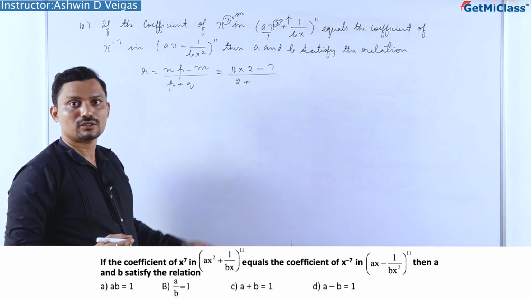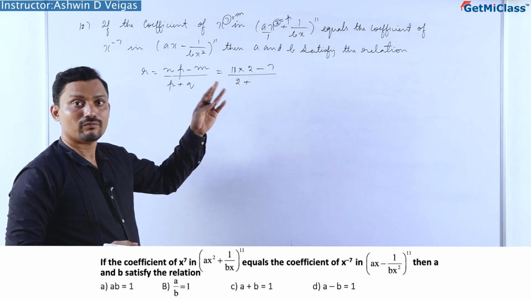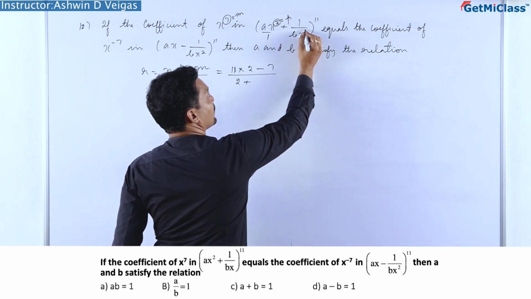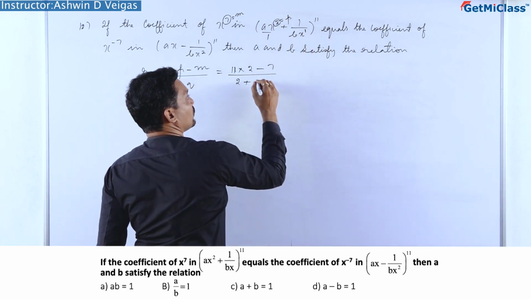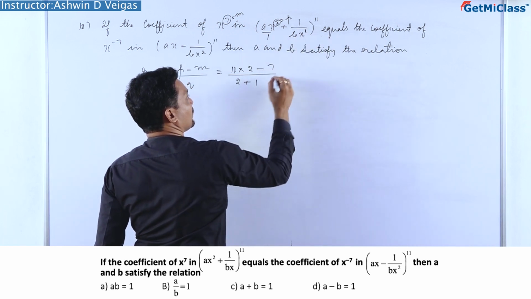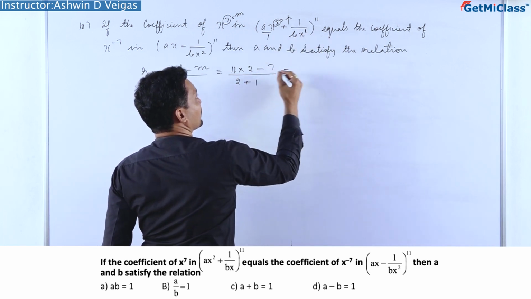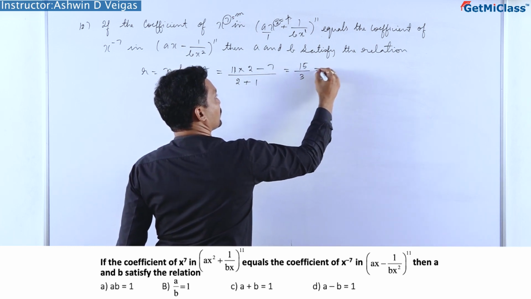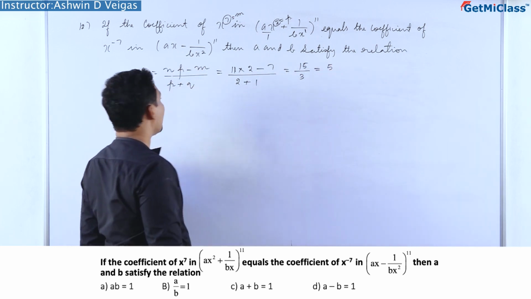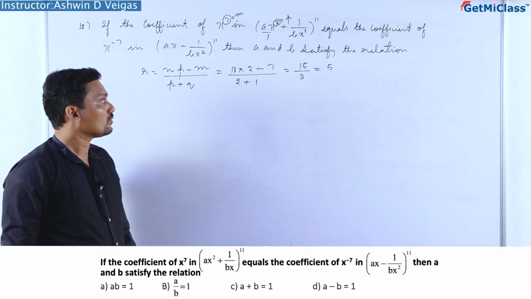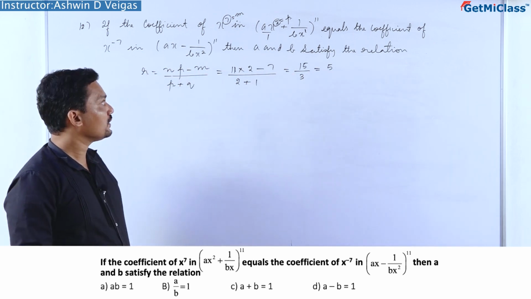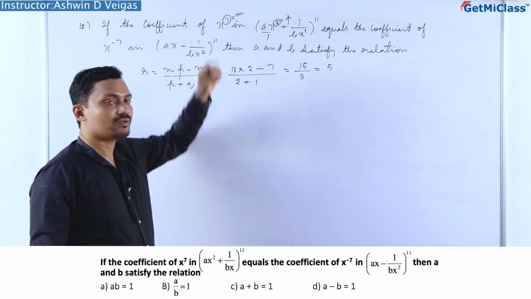Q is the power of x in the second term when x is in the denominator. So already x is in the denominator here, and the power of x will be Q. So the value of Q is 1. So it is 22 minus 7, that is 15, divided by 3. So we will get the value of R as 5. Now, by this value of R, we will be able to find the coefficient of x^7.